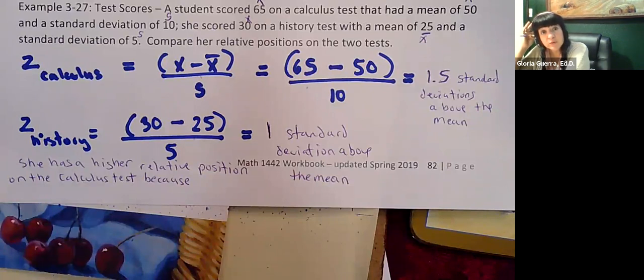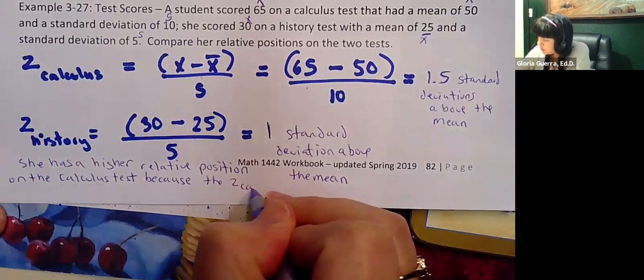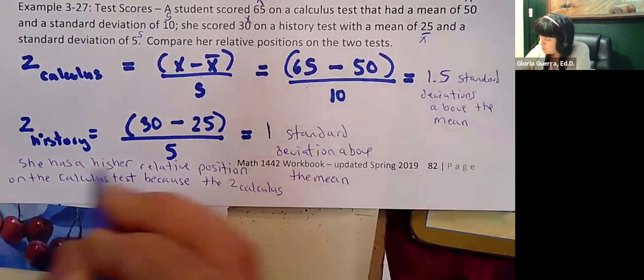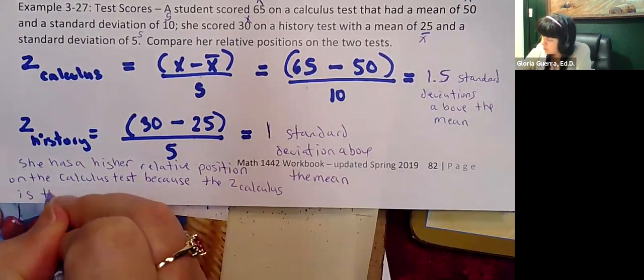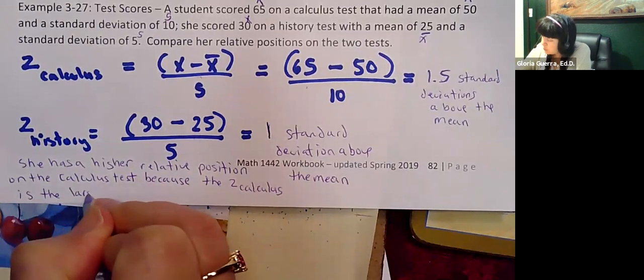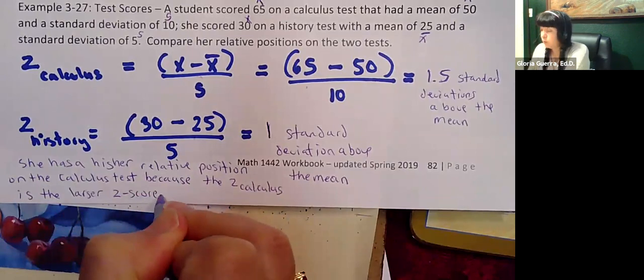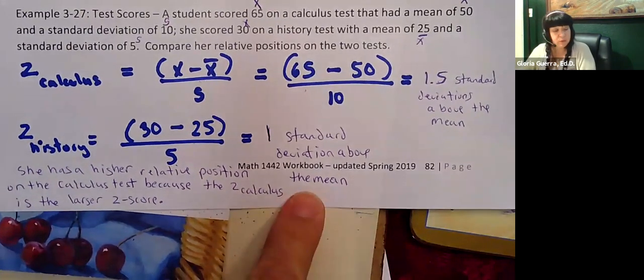So she has a higher relative position on the calculus test because the Z score for the calculus is the larger z-score. Yeah, 1.5 is bigger than 1. Okay, so that's why that works.